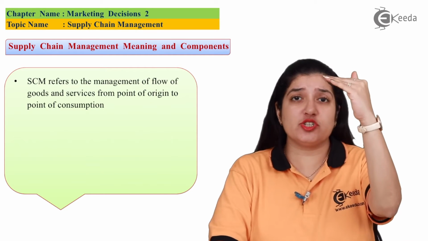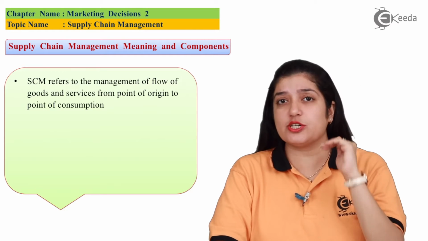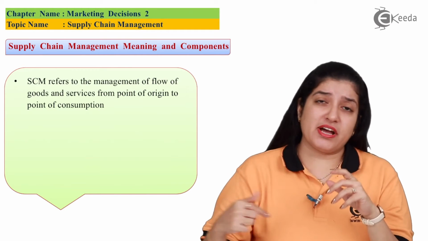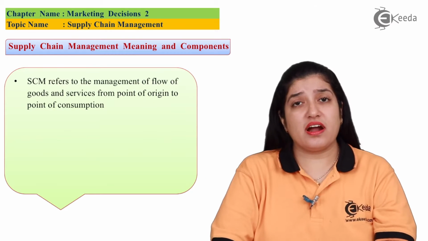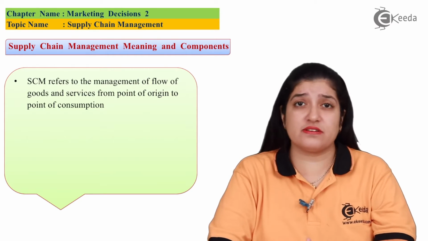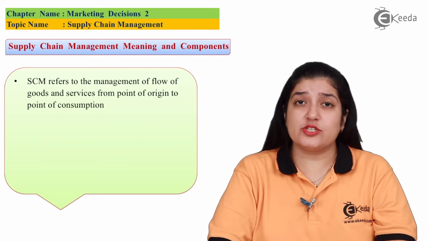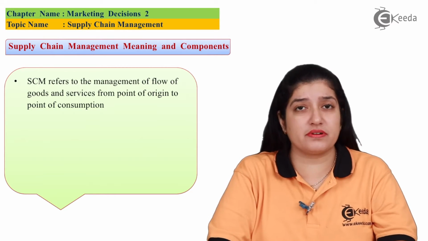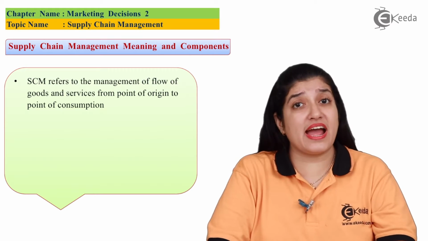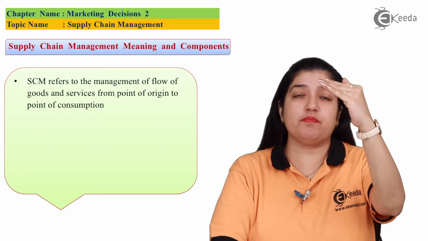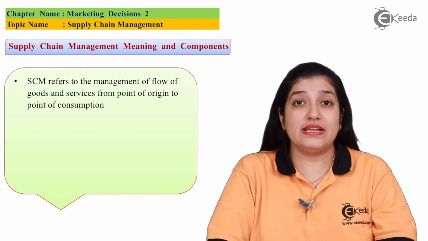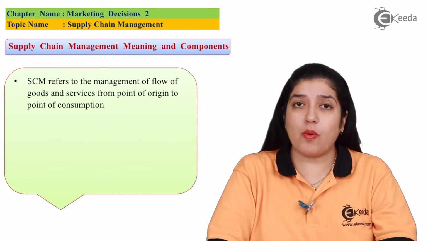Now the point of origin is the farms in Kashmir and the supplier is the farmer. The other members in the chain are all called participants of supply chain management. So supply chain management is a process of moving the product effectively and efficiently from the point of origin to the point of consumption. Now let us look into the components.